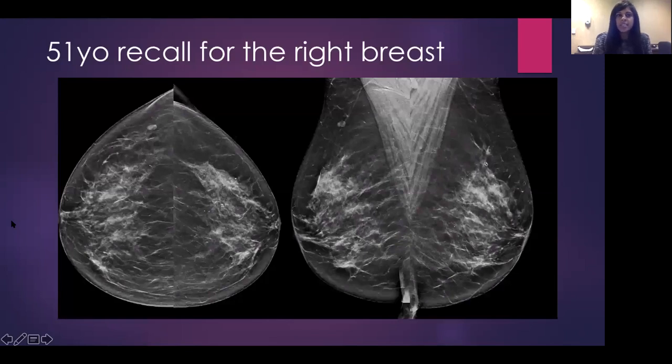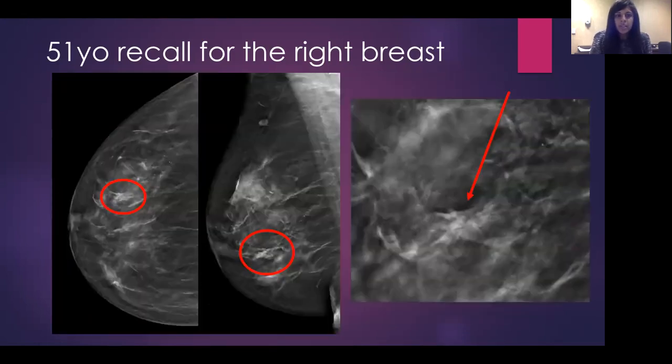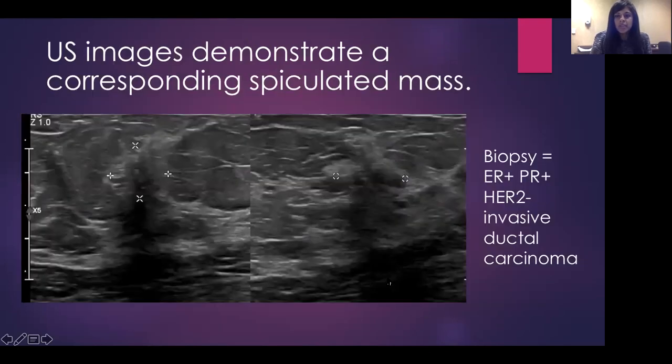So this is an example of a 51-year-old who presented for screening mammogram. Her 2D images really show no abnormality, but on her tomosynthesis images, we can see a spiculated mass in the upper outer quadrant. And this is a close-up image kind of showing that spiculation. So an ultrasound shows a corresponding 1 cm spiculated nodule, and this was an ER/PR positive HER2 negative invasive ductal carcinoma.